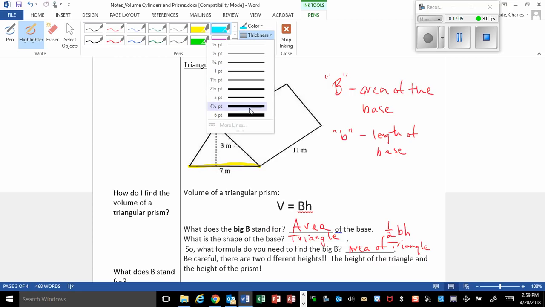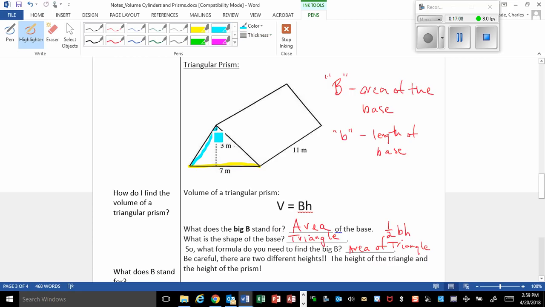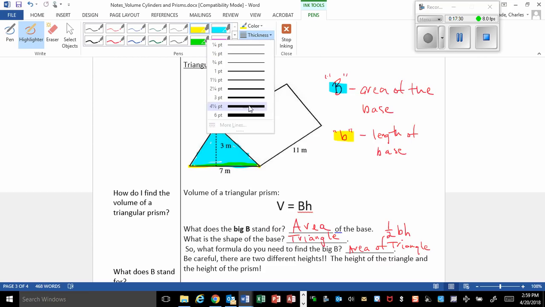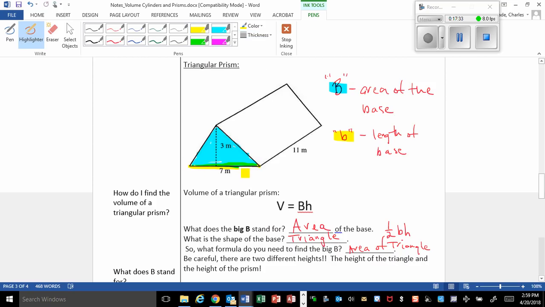Big B is actually the area of this base. Okay, so that's big B. That's big B. That's little b. Okay, that's little b. So we have to make that distinction when we're using the triangle. The triangle is a tricky one because it does have those two b's. Okay. Now be careful. There are two different prism heights.